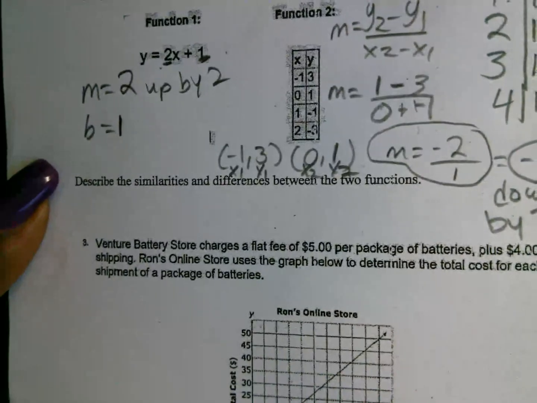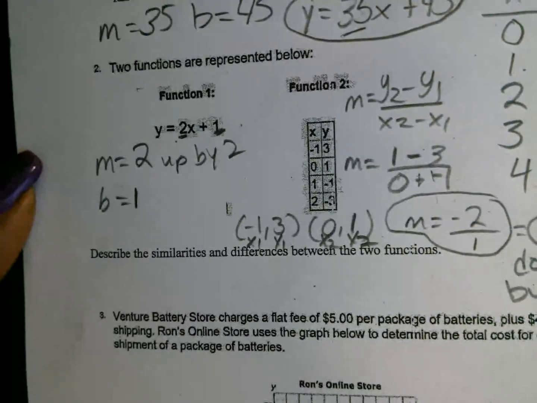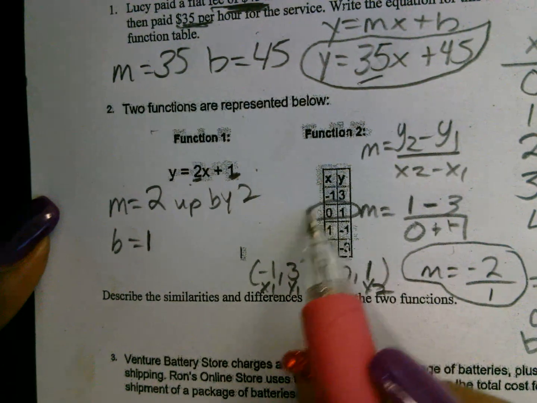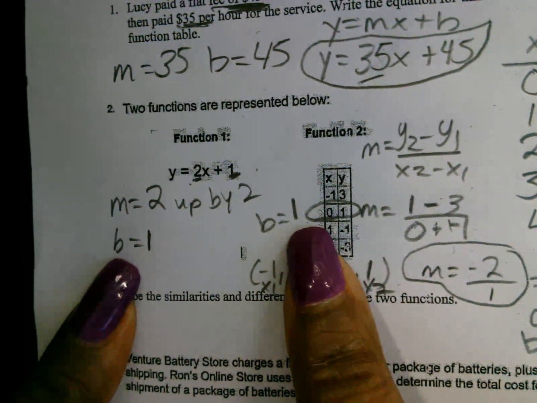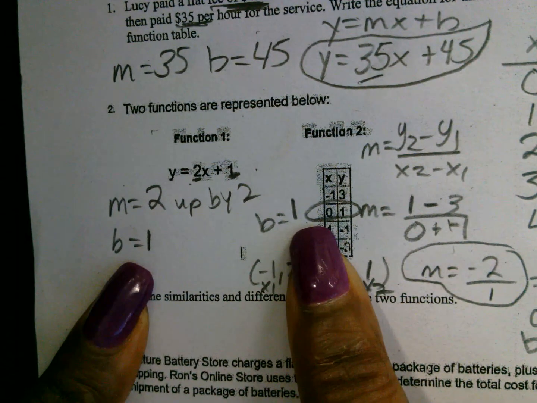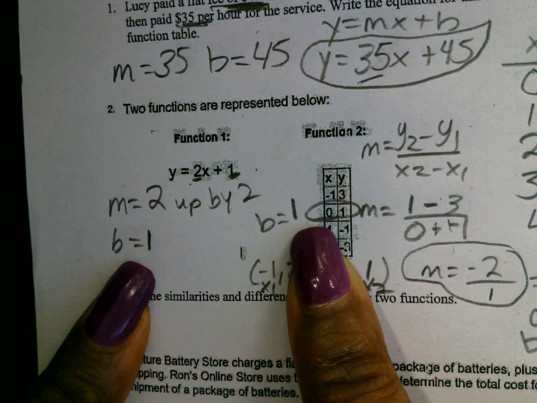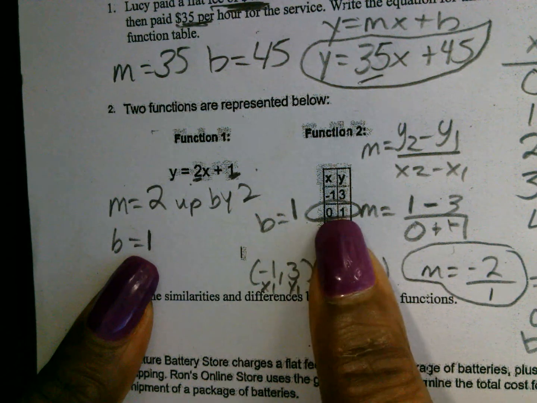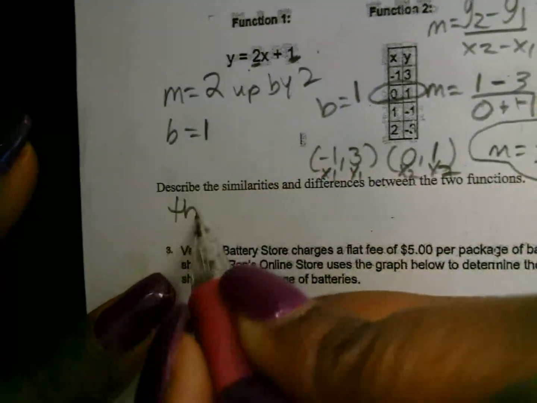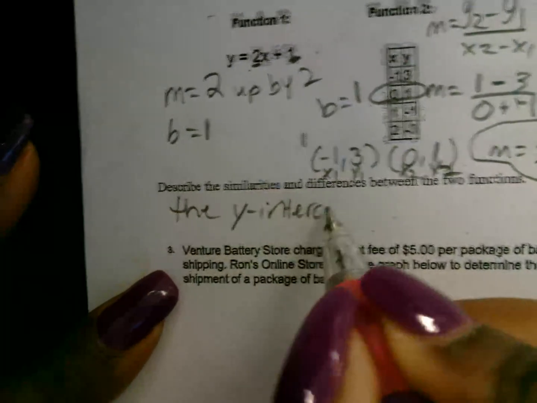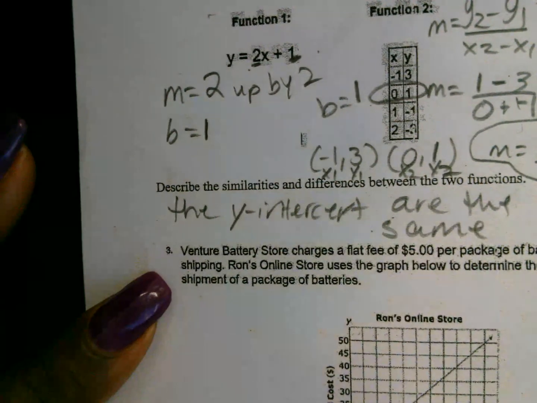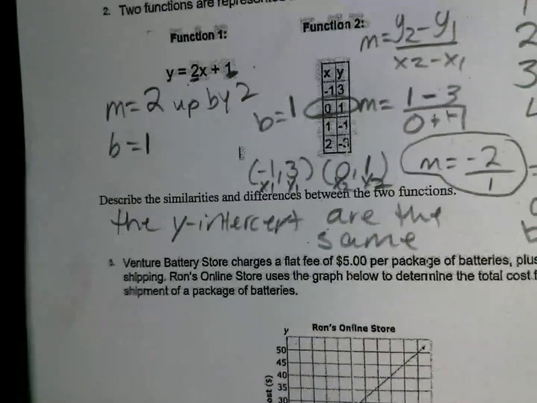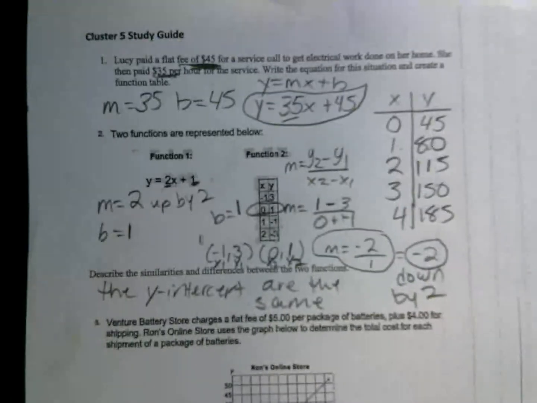Okay? Now let's do the y-intercept. The y-intercept here is where x is equal to 0. So my y-intercept is 1. What's the difference between the y-intercepts? The y-intercept here is 1, the y-intercept here is 1. The y-intercepts are the same. But what's different is the slope. One is negative, one is positive. Okay, I'm going to pause to give you a chance to write.